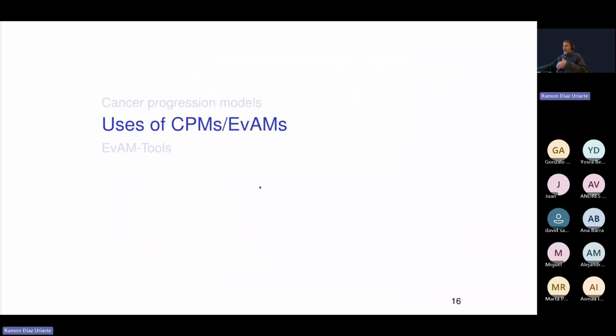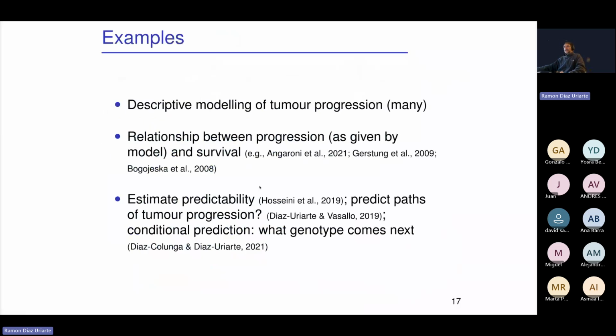Okay, so how have these models been used? They have been used to describe tumor progression. They have been used to try to model the relationship between progression and survival. And they have been used to try to estimate predictability or make conditional predictions of what's the next genotype going to be, given the genotype that has happened before, etc.